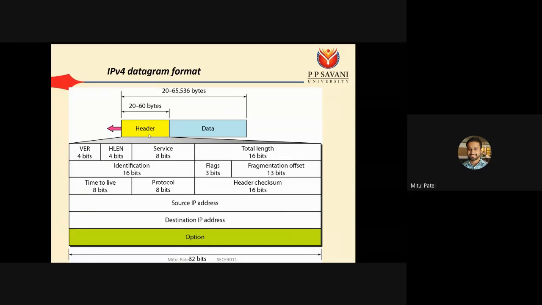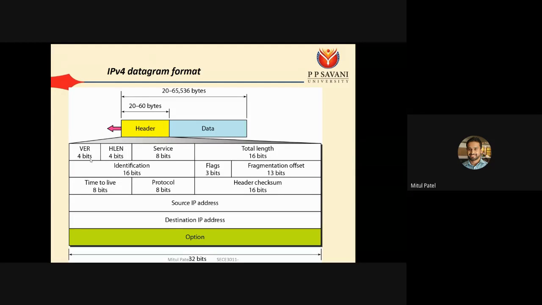Okay, what is the length of the header? The length of the header is from 20 to 60 bytes, while the length of the whole datagram can be from 20 to 65536 bytes. Based on that, if you are given the total length and the header length, you can find out the data length. Data length is equal to total length minus header length.